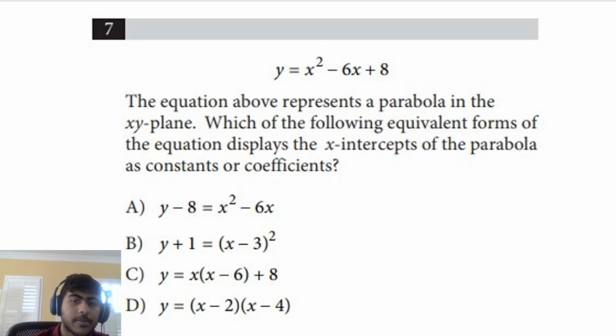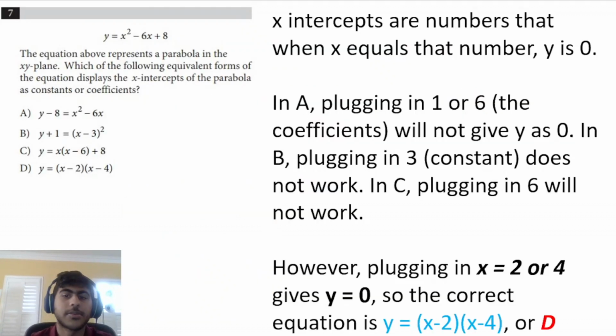Let's keep going. Question number 7. Y is said to equal x squared minus 6x plus 8. We're told that the equation above represents a parabola in the xy plane. Which of the following equivalent forms of the equation displays the x-intercepts of the parabola as constants or coefficients? And we're given 4 options that rewrite this equation in certain ways. Let's see how we approach this.